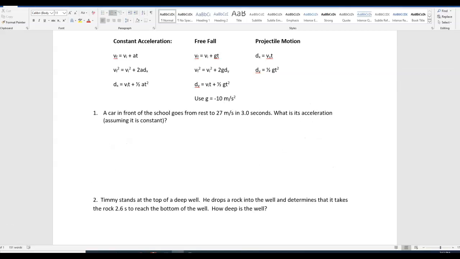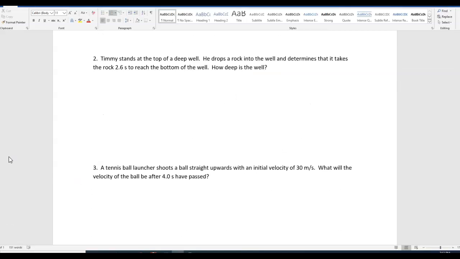So question number 2, let's take a look. We've got 2 freefall questions. The first question says, Timmy stands at the top of a deep well. He drops a rock into the well. Right off the bat, I'm looking at that and realizing, hey, that is a context clue. Remember, when you drop something, unless you throw it down, if you just drop something, you assume that it starts with an initial velocity of 0. Okay, because before it leaves your hand, it's not moving. And let's see, he determines it takes the rock 2.6 seconds, that's time, to reach the bottom of the well. How deep is the well?